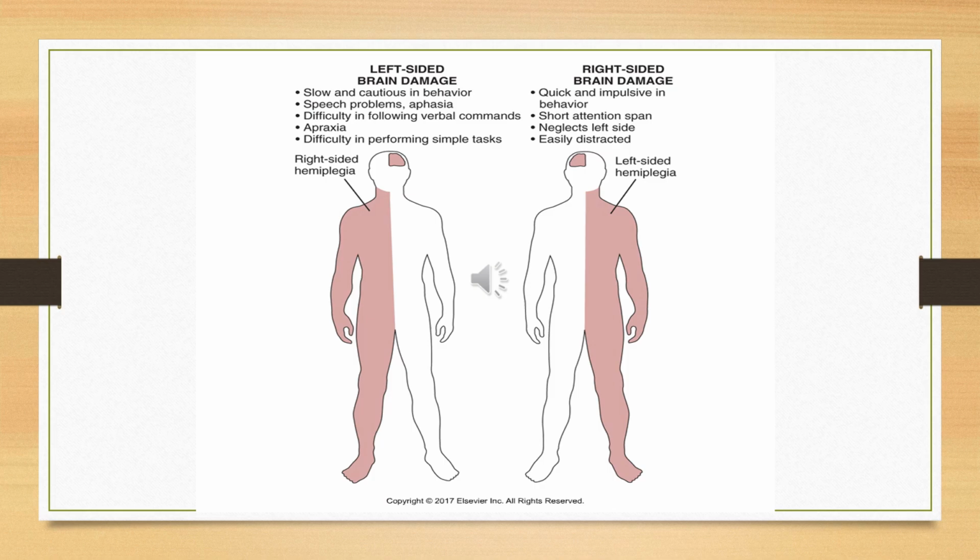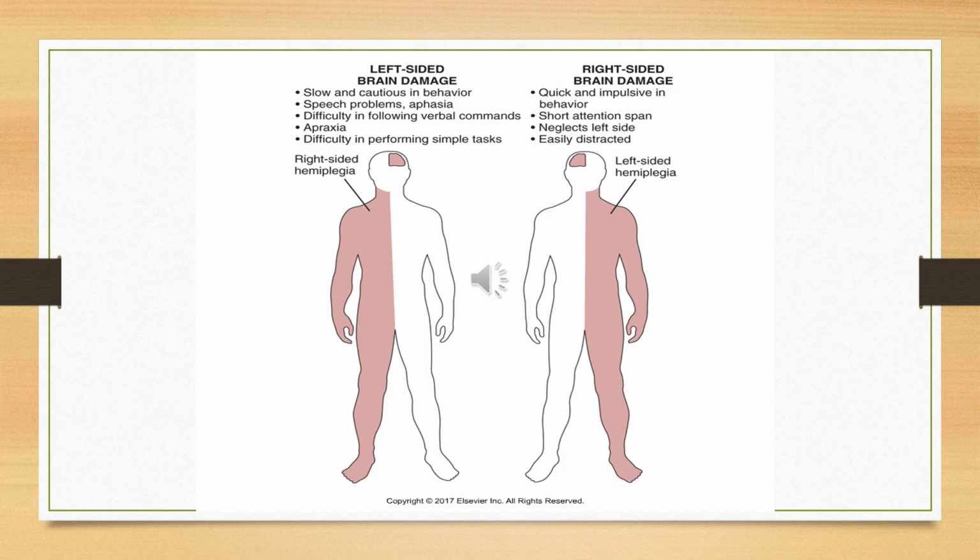So remember back in last week's chapters when we talked about damage to the right side or the left side. If the stroke occurs on the right side of the brain, then the left side of the body is what's going to be affected, because the right side of the brain controls the left side of the body, and vice versa. If the stroke occurs on the left side of the brain, then the right side of the body is going to be affected, because the left side of the brain controls the right side of the body.